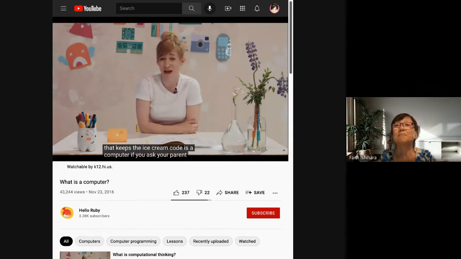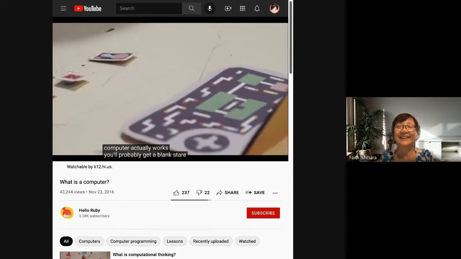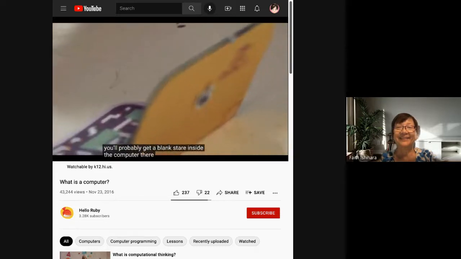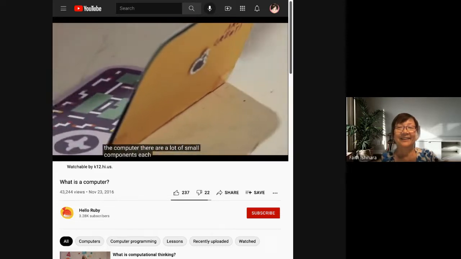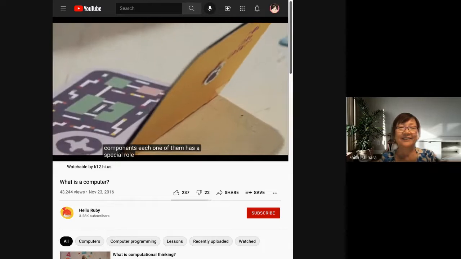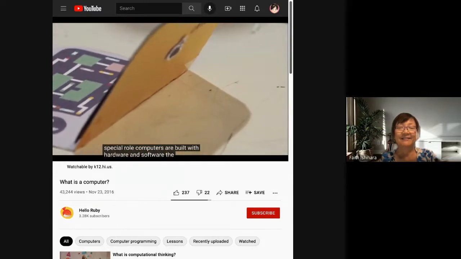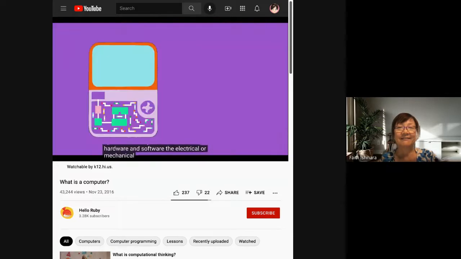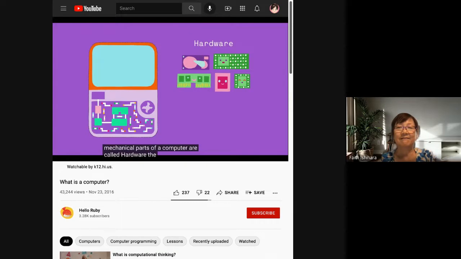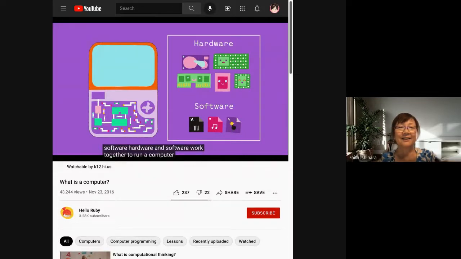If you ask your parent how a computer actually works, you'll probably get a blank stare. Inside the computer, there are a lot of small components. Each one of them has a special role. Computers are built with hardware and software. The electrical or mechanical parts of a computer are called hardware. The instructions and the programs inside the computer are the software. Hardware and software work together to run a computer.